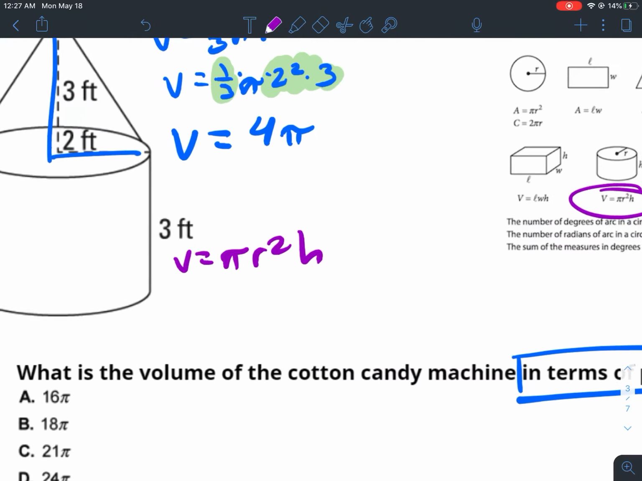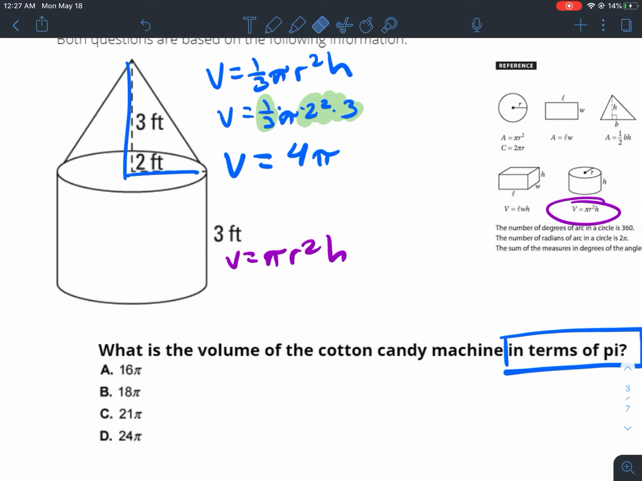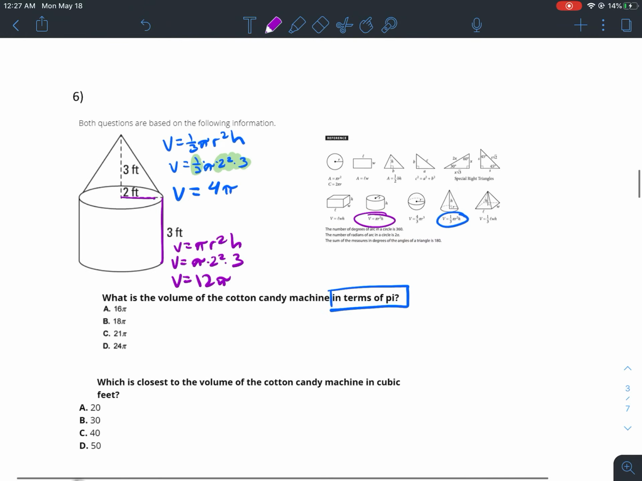Then, for the volume of the cylinder, we go ahead and we look, well, we've got a radius of 2 and a height of 3. Our radius is 2 and our height is 3. So when we multiply that out, we get 12 pi. So you know that the top is 4 pi and the bottom is 12 pi.